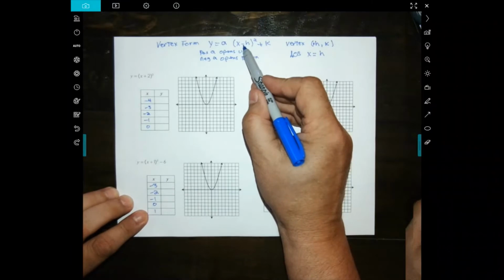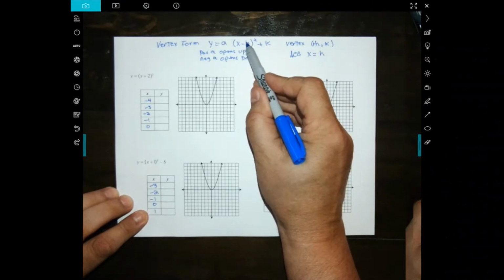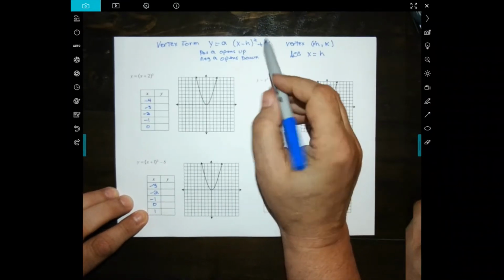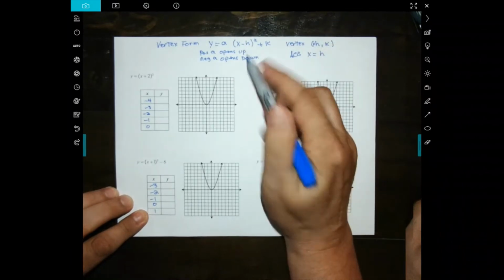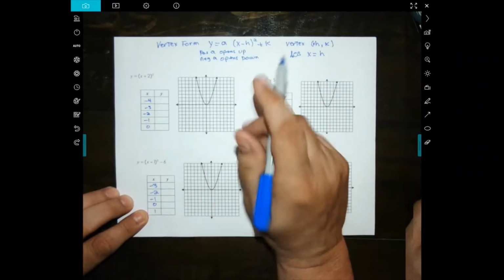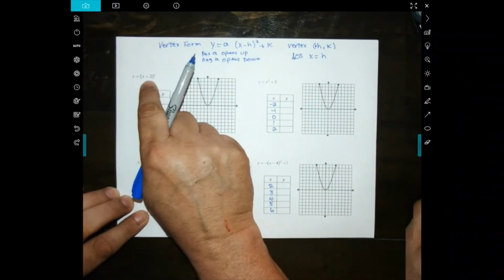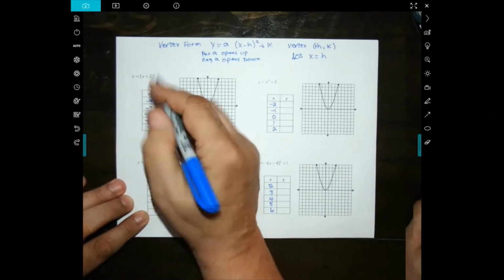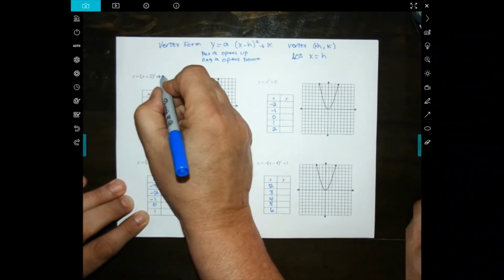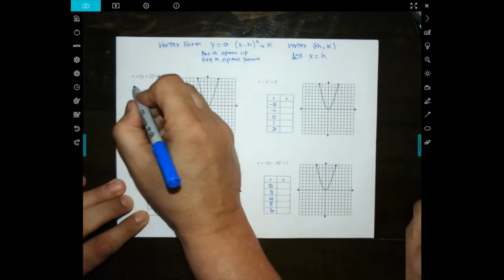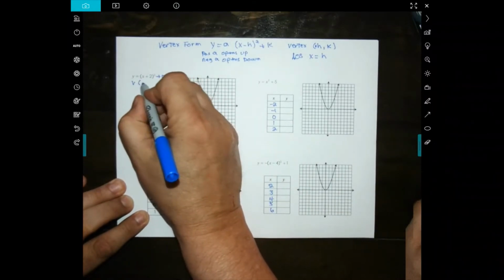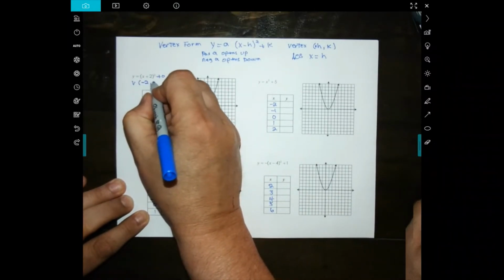Remember, for the vertex, we always have to change the sign of the given h. K stays the same, so the left kind of lies, the right tells the truth, but you've got to change the sign. Okay, so we look at this particular example right here. We see there's no k, so k is actually 0. So we know our vertex is at h, in this case, -2, comma, 0.